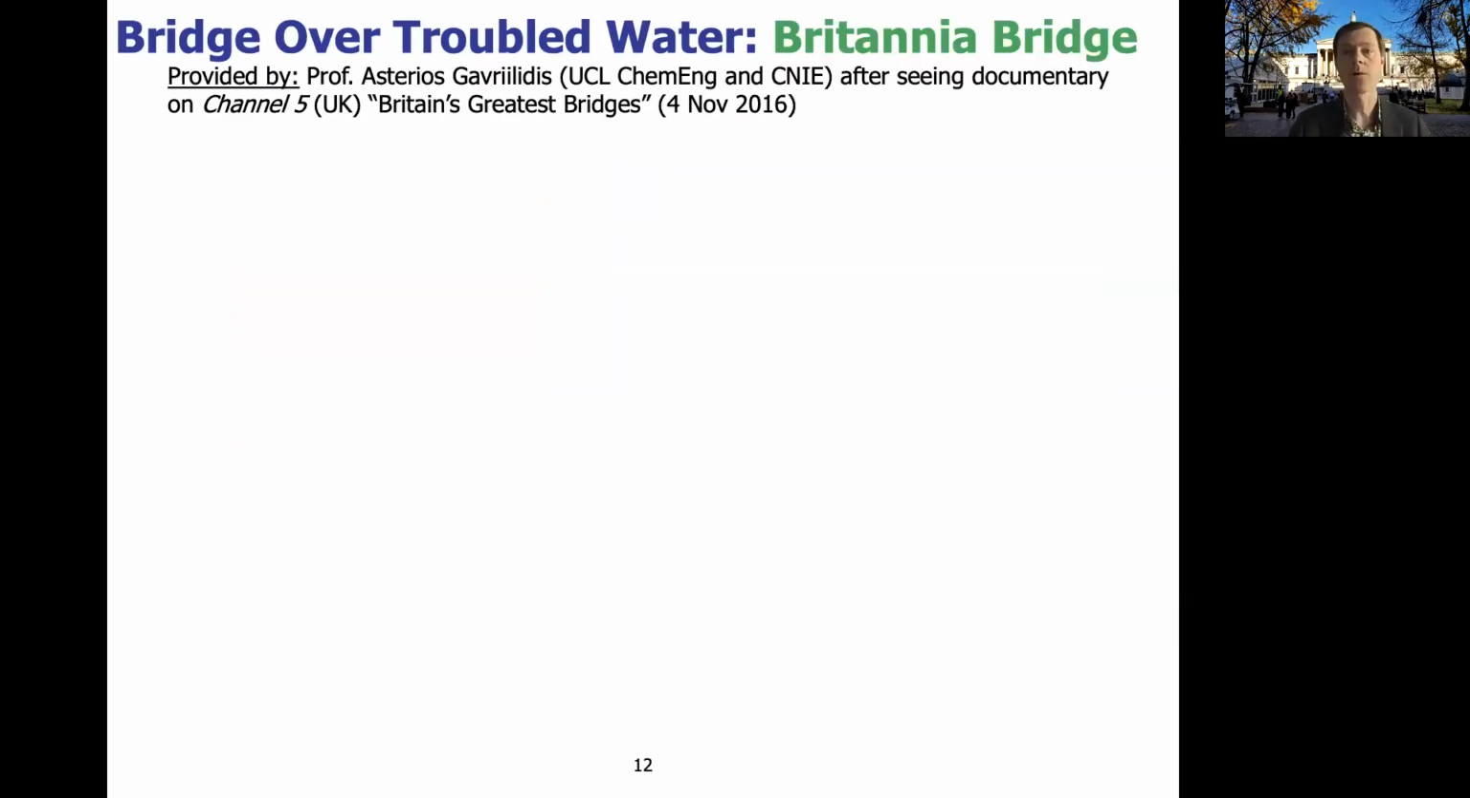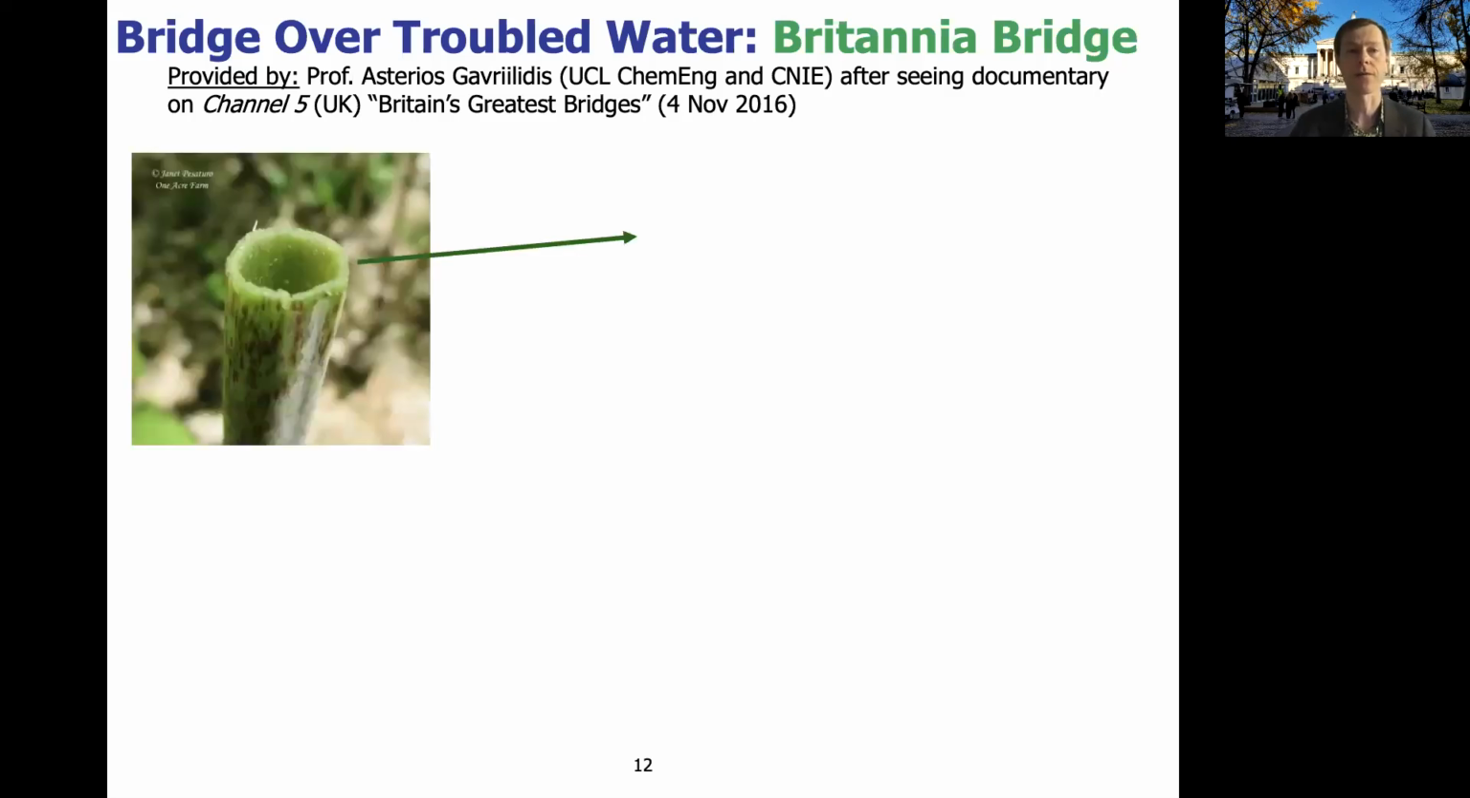Now, there was a project to build a bridge to cross this deep strait and very treacherous waters in Wales. I got this image from my colleague, Asteris Gavrilidis, a professor in our department, and it's based on a documentary that was shown on Channel 5 here in the UK.